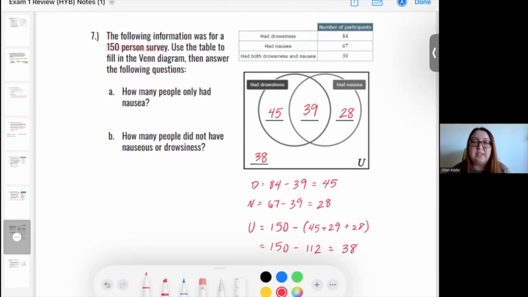All right, we filled out our Venn diagram. Let's go ahead and answer the questions. These should be pretty easy now. Part A, how many people only had nausea? Well, we calculated it. We said 28 people only had nausea.